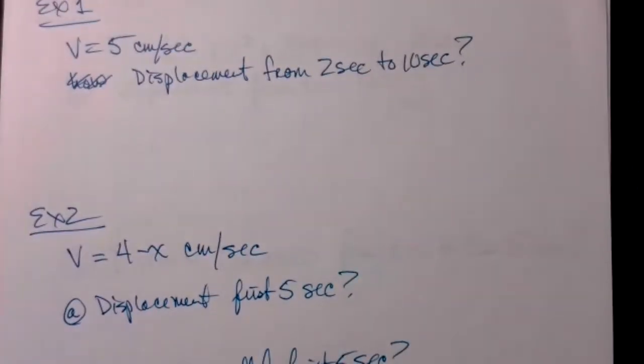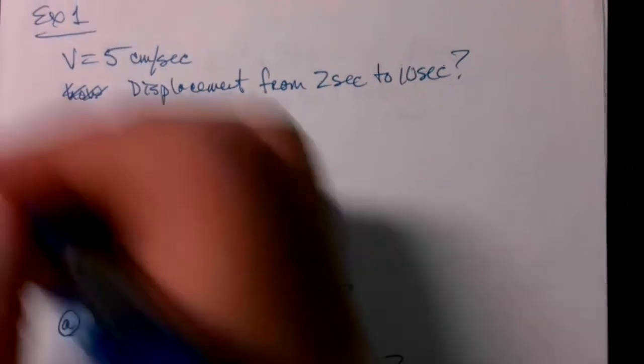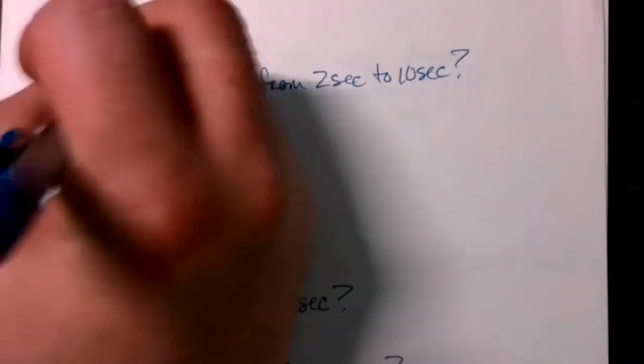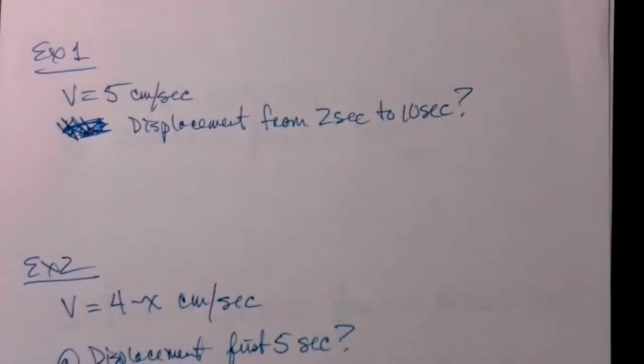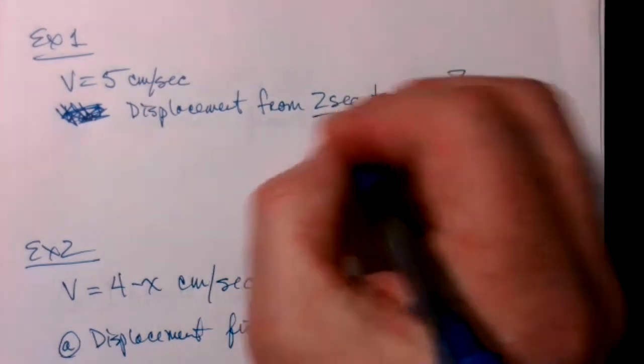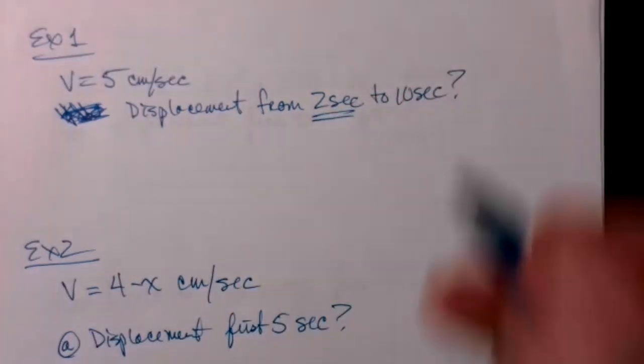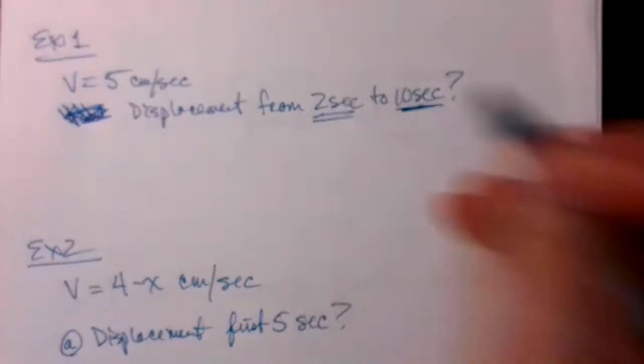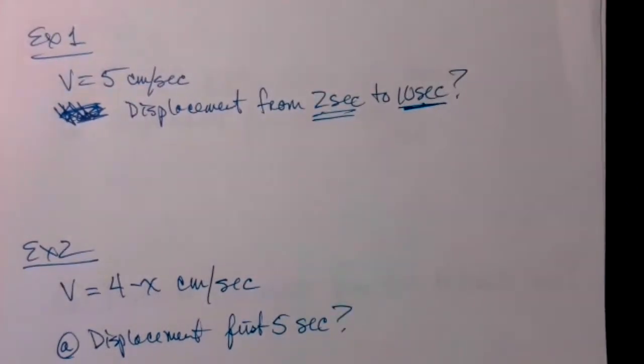All right, let's do some real straightforward examples. Sorry for the scribble, but I couldn't make myself fix the whole page and start over. So if I have a velocity of 5 centimeters per second, and I'm traveling from 2 seconds after I've left to 10 seconds, over that 8 seconds, how far have I moved? What is my final destination compared to where I started?